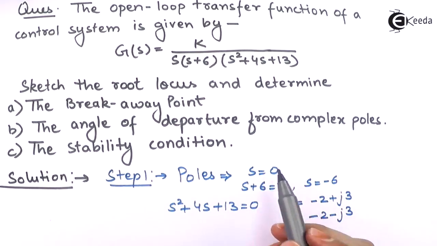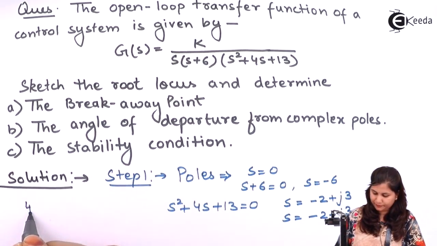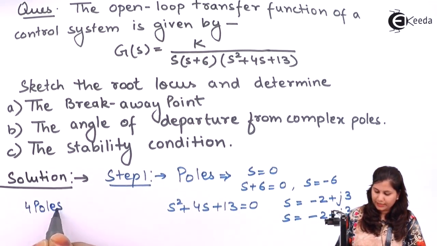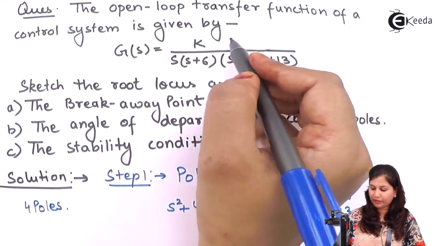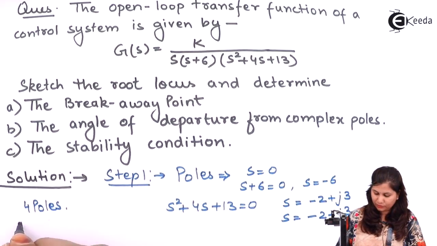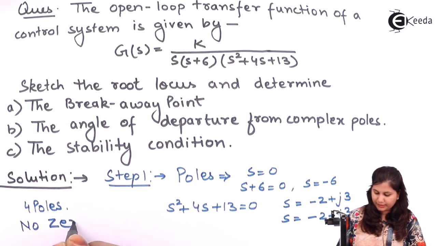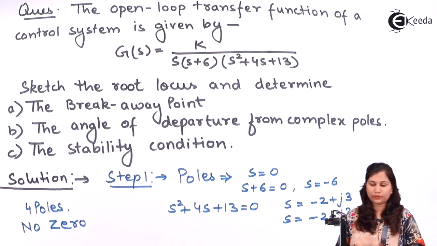So we have 1, 2, 3, 4 poles. And for zeros, we have to equate the numerator to 0. We have no terms of s in the numerator, so we have no zeros for this system. Okay, 4 poles and no zeros.